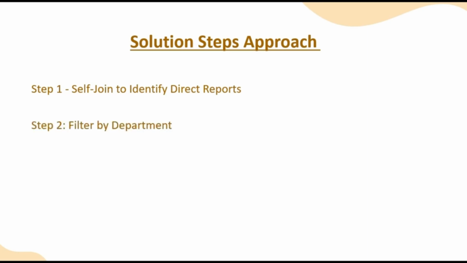In the second step, we will filter by department, since we need to ensure that the direct reports and their managers belong to the same department. This can be achieved by adding a condition to the self join, ensuring that both the employee and the manager are from the same department.